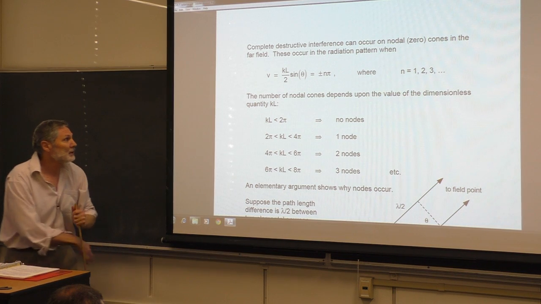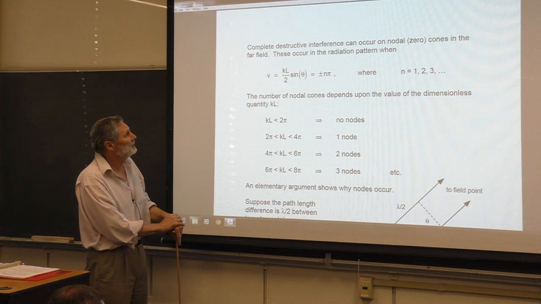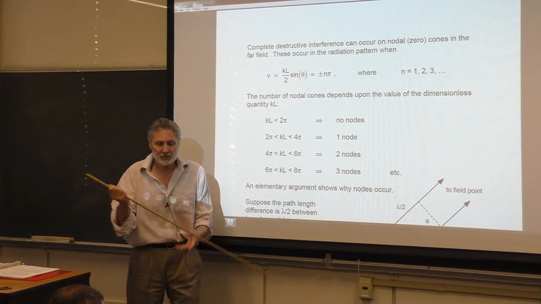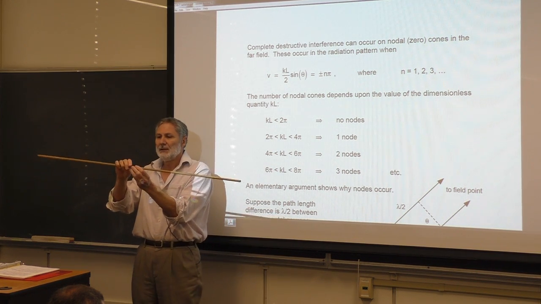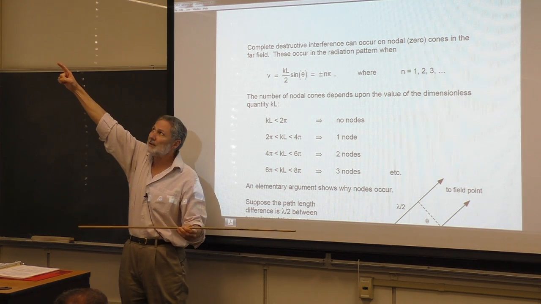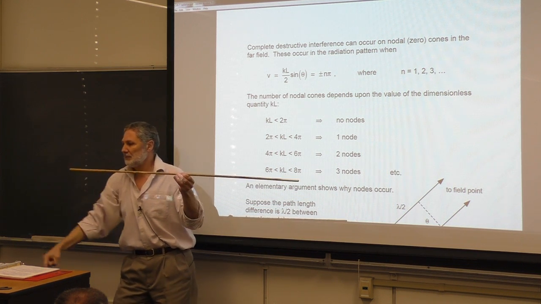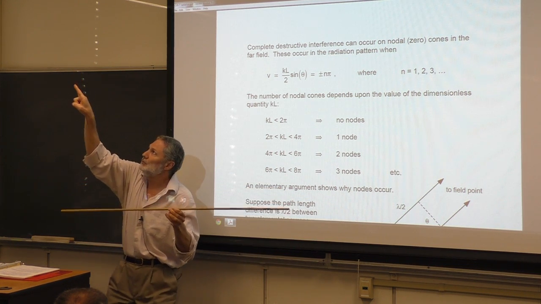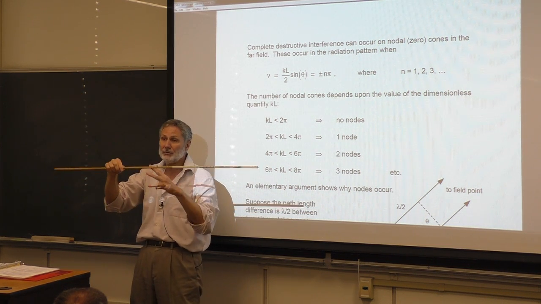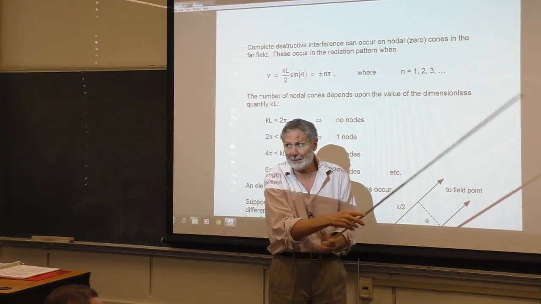But once KL is beyond 2 pi, you're going to have one node. So what it'll look like is this. There'll be some angle here that if you go far away, the pressure will be 0. And it'll be 0 on this whole circle right here. And as you move out, if you stay at that same angle, it'll be 0. So we have a cone. There is a nodal cone in the far field. Again, it'll get distorted in the near field.